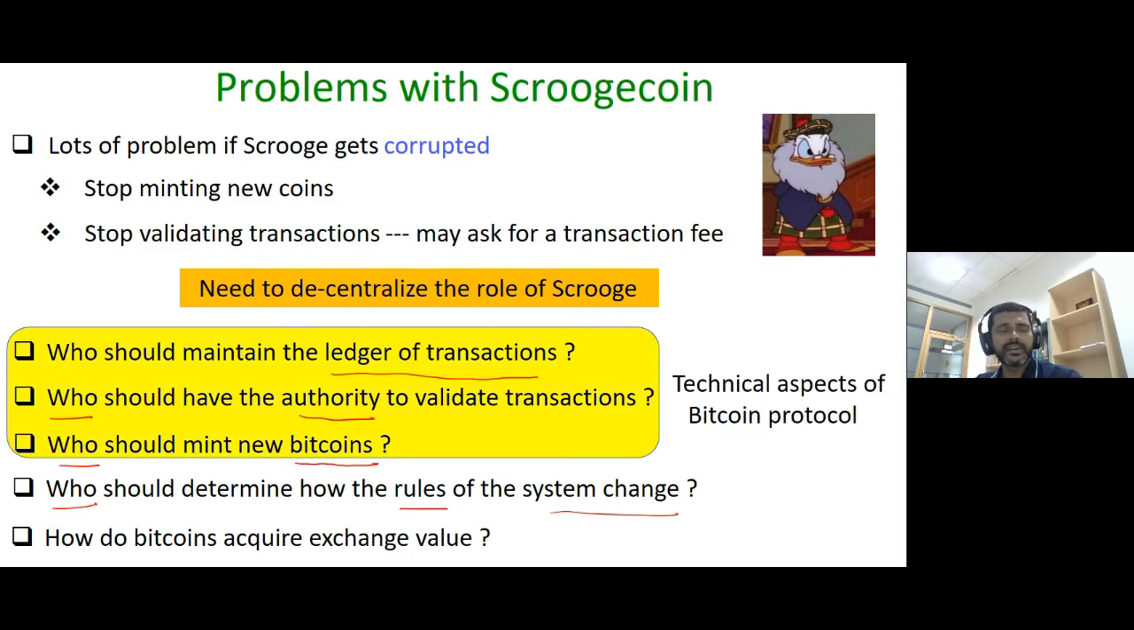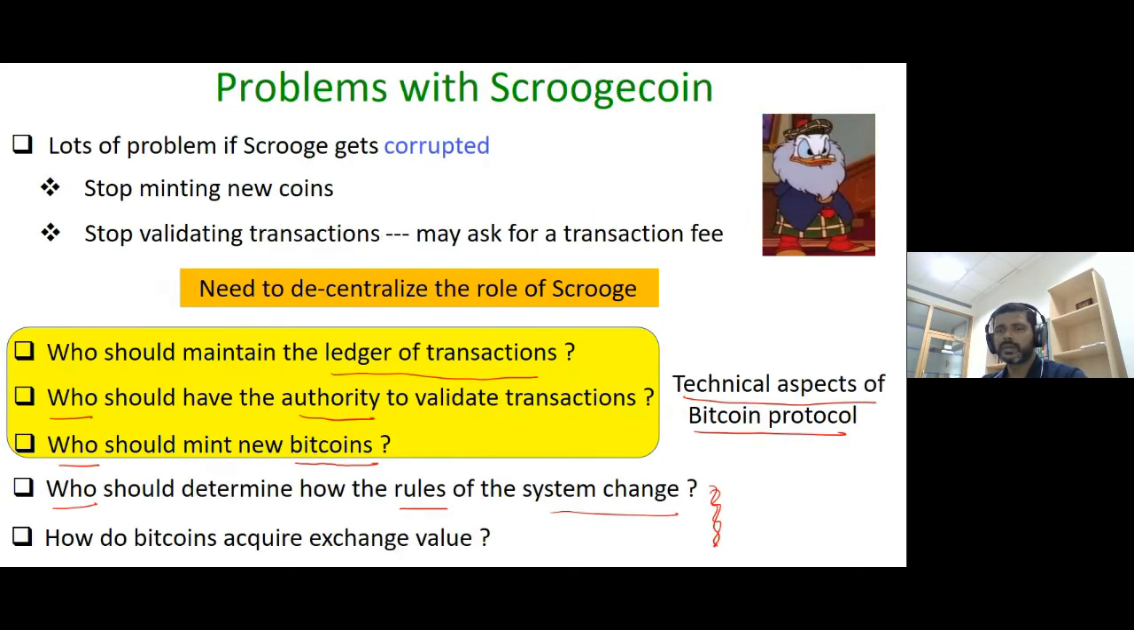So the answer to the first three questions, namely who should maintain the ledger, who should have the authority to validate transactions, who should mint new coins, are actually the technical aspects of the Bitcoin protocol, and this is what we are going to discuss next. Okay, the answers to the last two questions are not the technical aspects of the Bitcoin protocol.